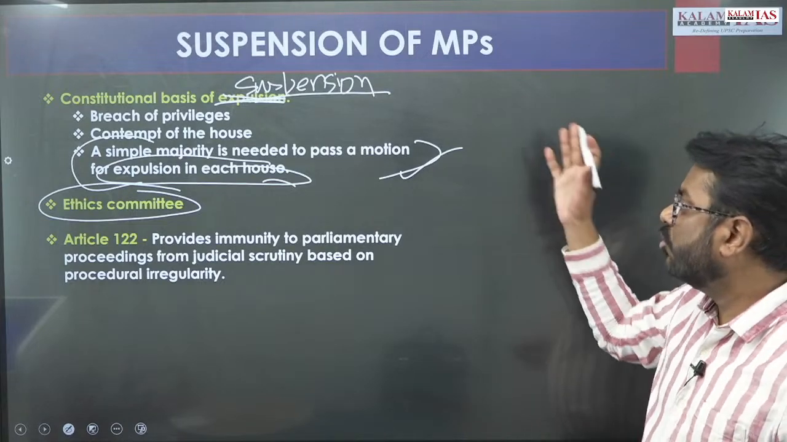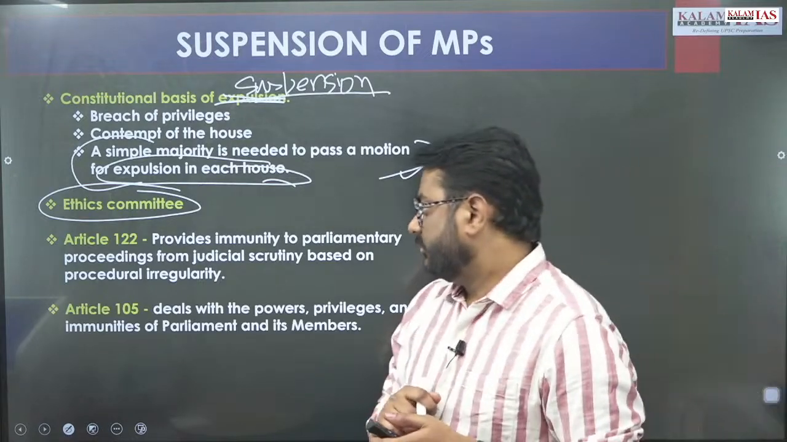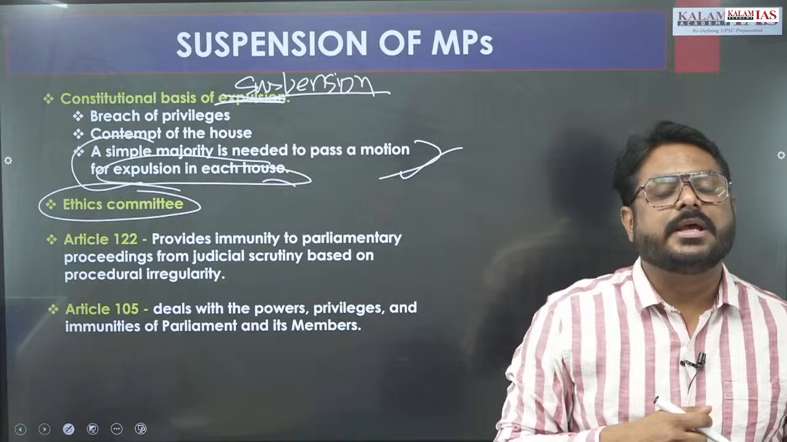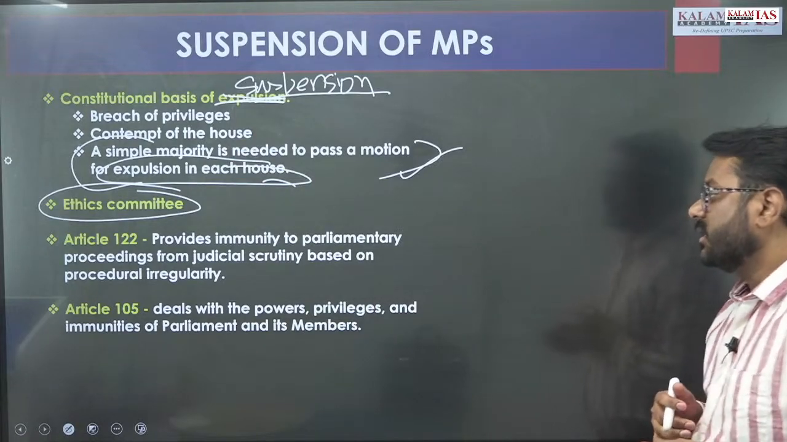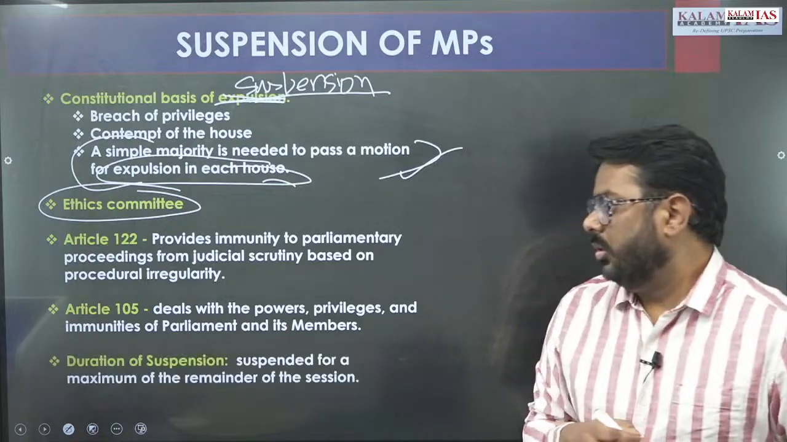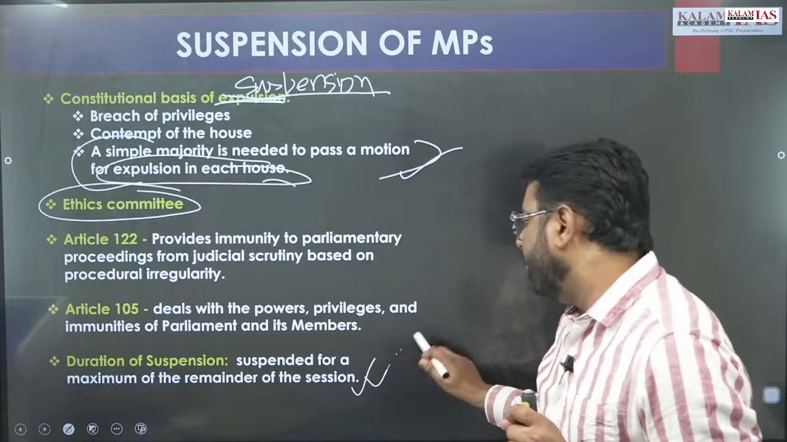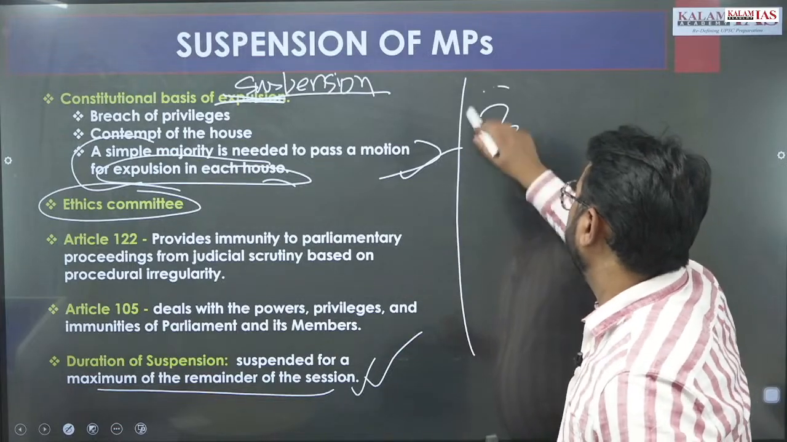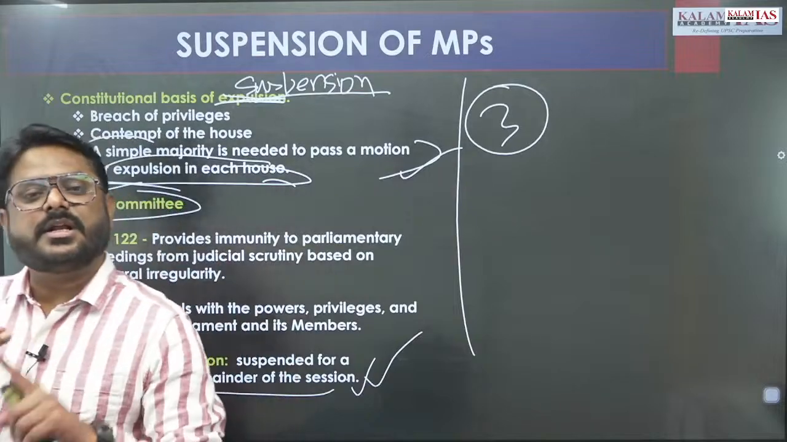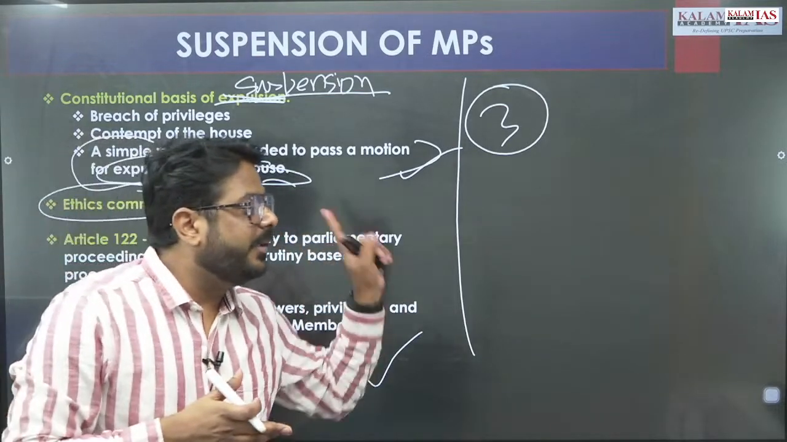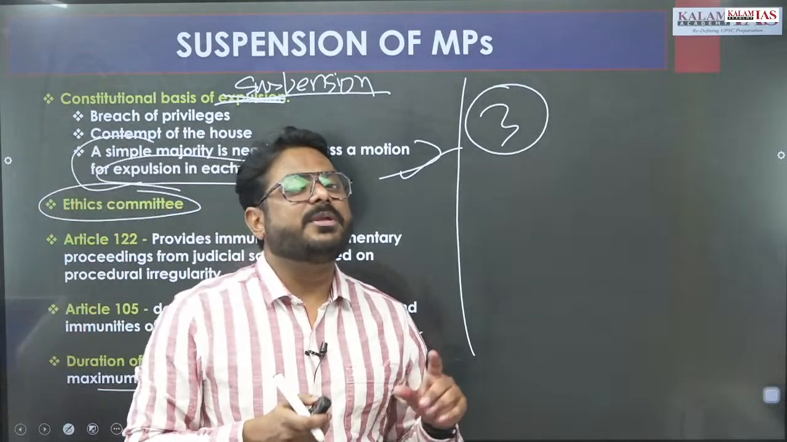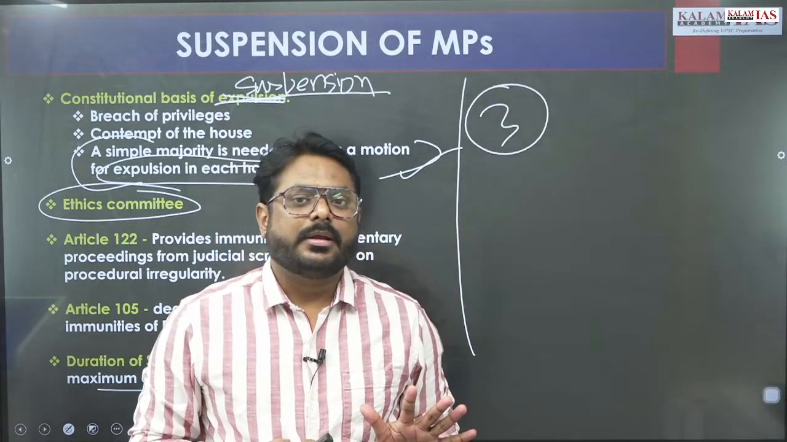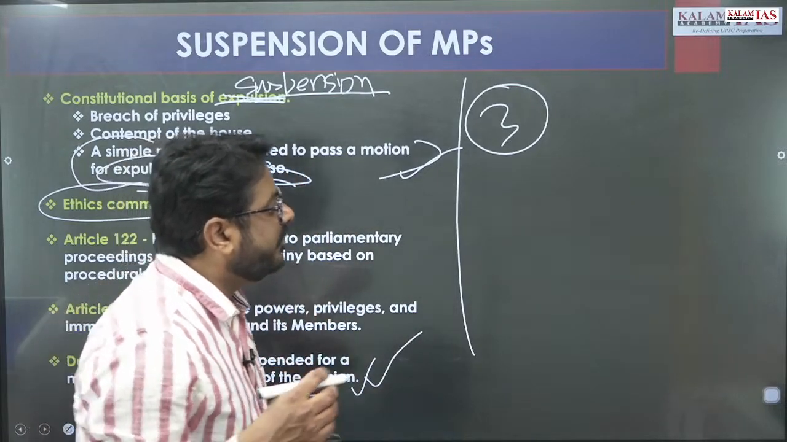So suspension can happen, right, if breach of privileges is happening, and contempt of the whole house is happening, then suspension can be done through a simple majority. The duration of suspension will be for a maximum period of 1 session. There are 3 sessions inside Parliament, Budget session, Monsoon session and Winter session. So at any particular time a member of parliament can be suspended for the maximum time period of that particular session only, right.